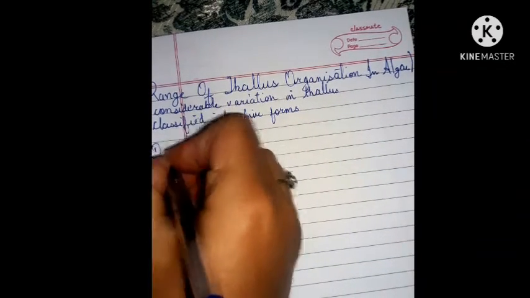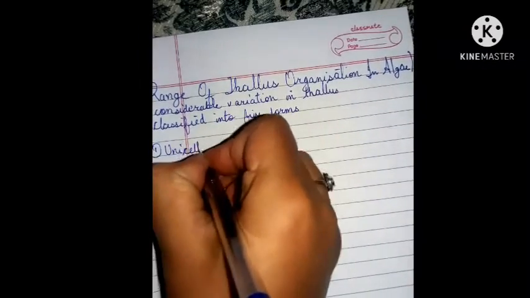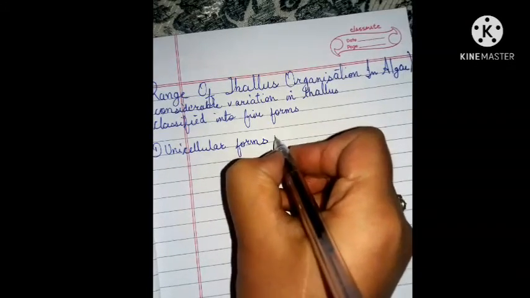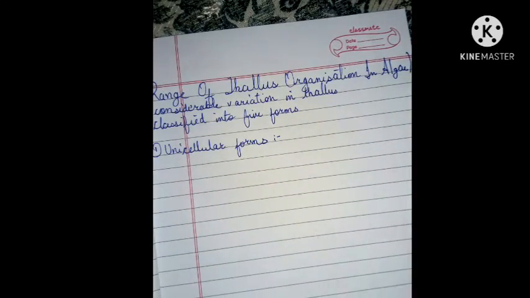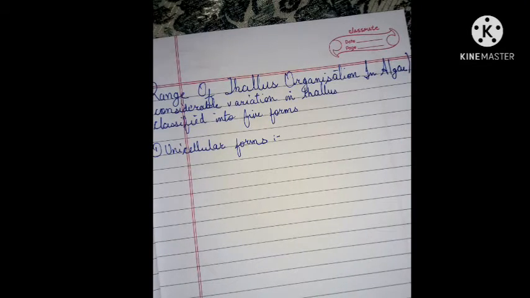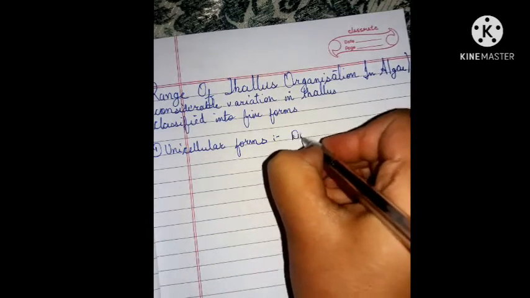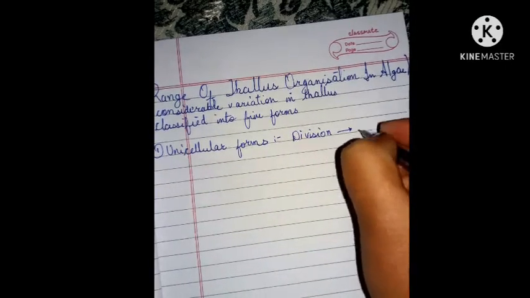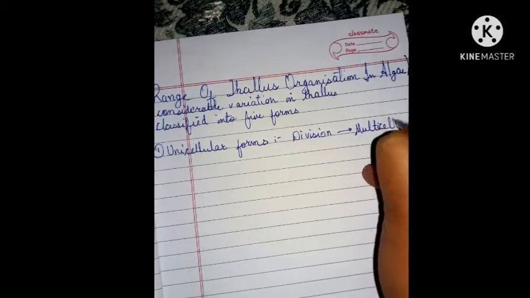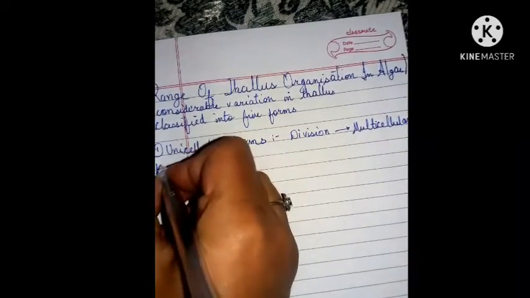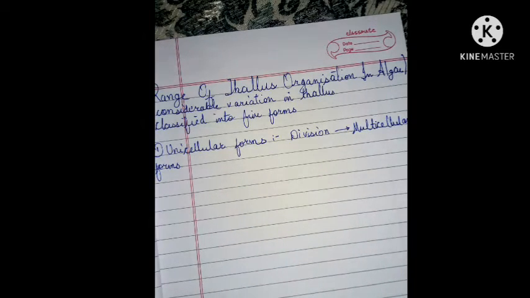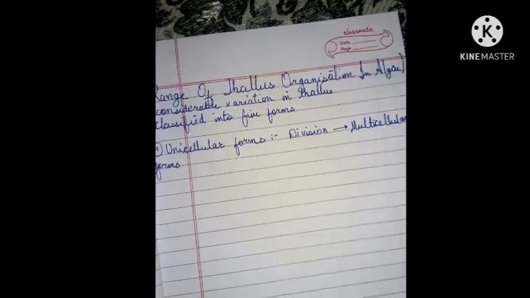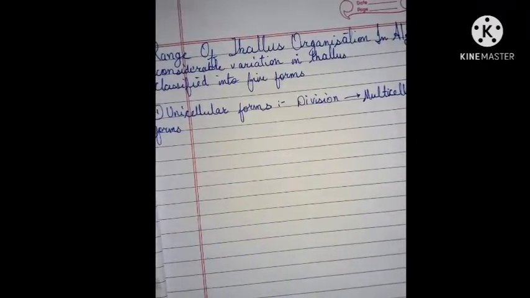First of all, unicellular forms. The unicellular forms divide and result in the formation of multicellular forms. The unicellular forms of algae are seen in all the groups of algae except the Charophyceae and Phaeophyceae.